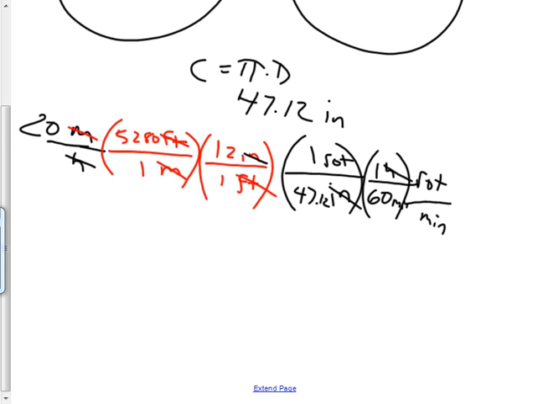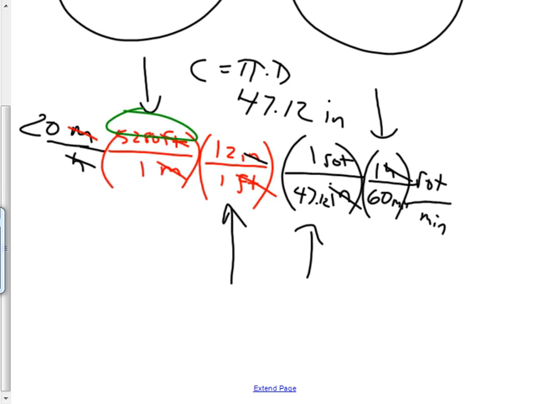Get the idea? You just keep on making little factors, and each factor cancels out something, and it's got to be a fact that you know is true. Like 1 rotation is 47 inches, or 1 hour is 60 minutes, or 12 inches is 1 foot, or 5,280 feet in 1 mile. These are all things that you'd be expected to know. In other words, you better memorize that there's 12 inches in a foot. I obviously expect you to know that, and I expect you to know this one, 5,280 feet in a mile.